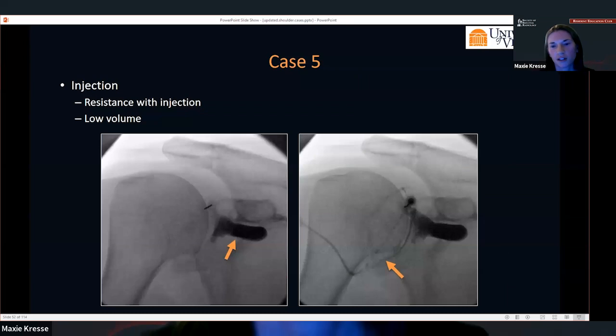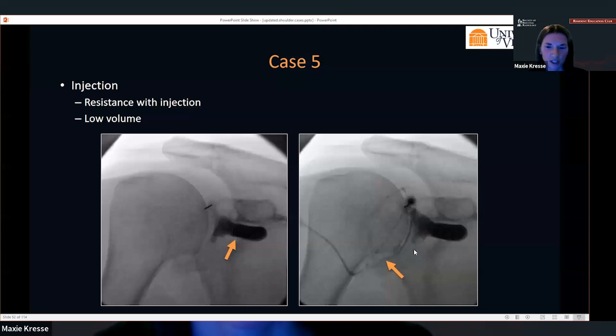So this patient came in for a steroid injection, and if anyone's tried to do an injection on somebody with adhesive capsulitis, it can be more difficult than your usual injection. You can get some resistance, and sometimes you can't get very much into the joint. This patient, initially it all went in the superior subscapularis recess and then kind of went around here, but there was a decent amount of resistance with injection and then eventually loosened up.